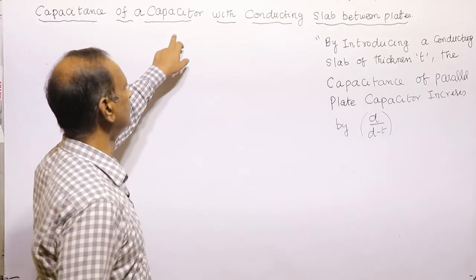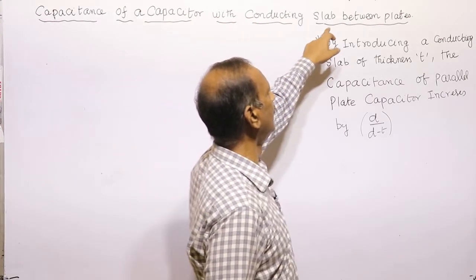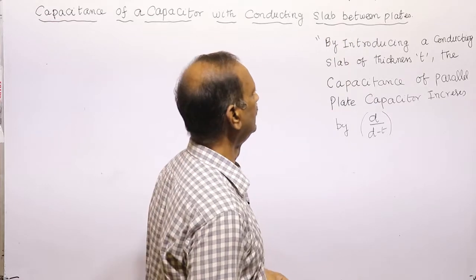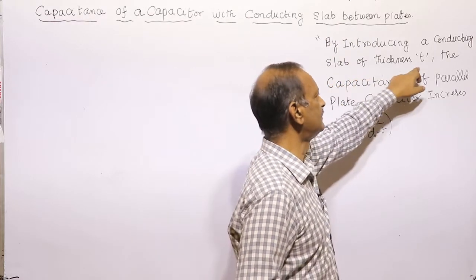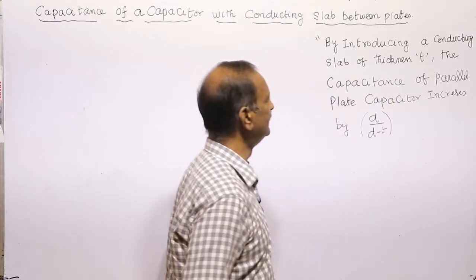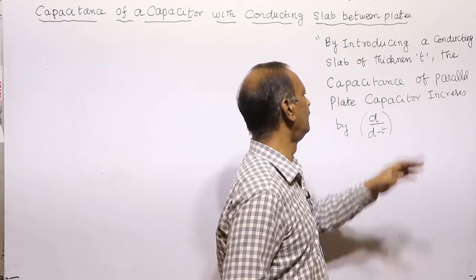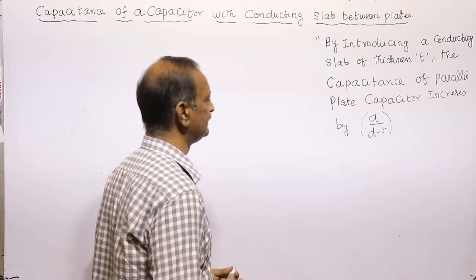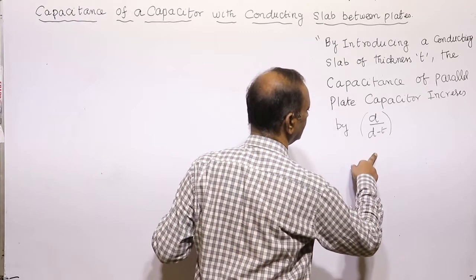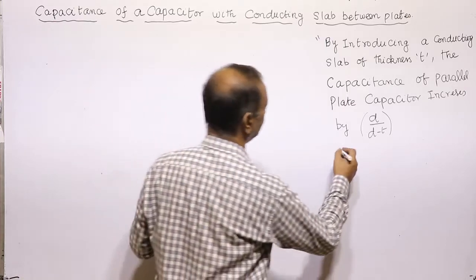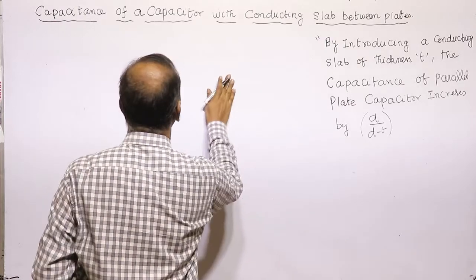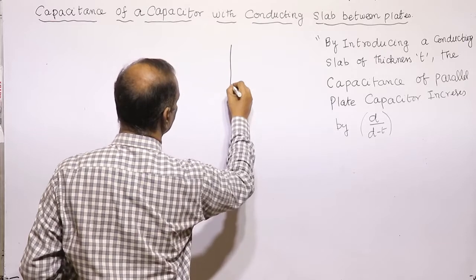Capacitance of a capacitor with a conducting slab between the plates. That is, by introducing a conducting slab of thickness t in between the plates, the capacitance of a parallel plate capacitor increases by d by d minus t. Let us see what d and t are, where d is equal to... first let us see for the air capacitor.